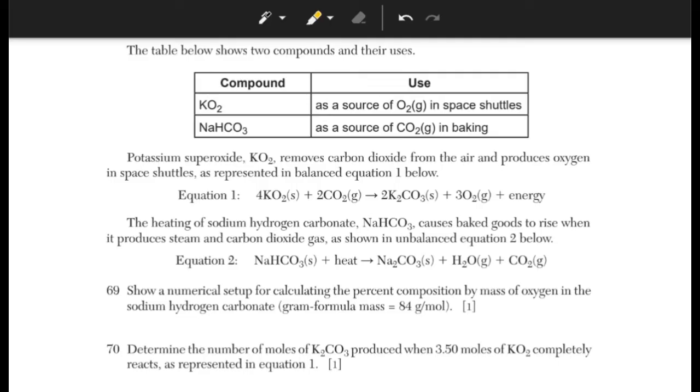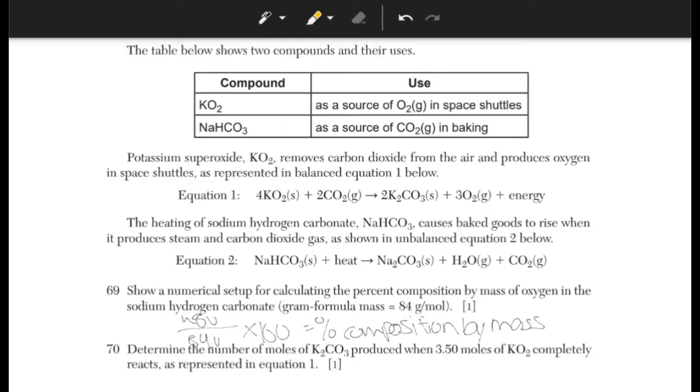On the periodic table, oxygen has an atomic mass of 16 u, but there are 3 oxygen atoms, so 16 u times 3 is equal to 48 u. 48 u divided by 84 u times 100 is equal to percent composition by mass. It only asks for the numerical setup, so we do not have to calculate the answer.